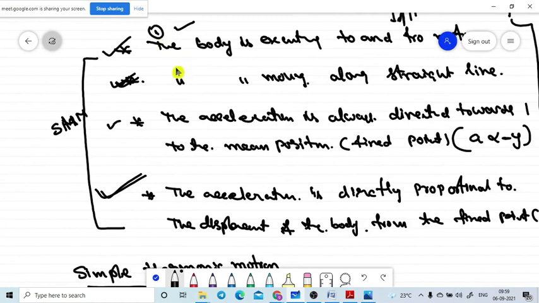It is moving in a straight line. So the body's acceleration is always directed toward the fixed point only. The acceleration is always directly proportional to the displacement of the body from its fixed point. That type of motion is named simple harmonic motion.